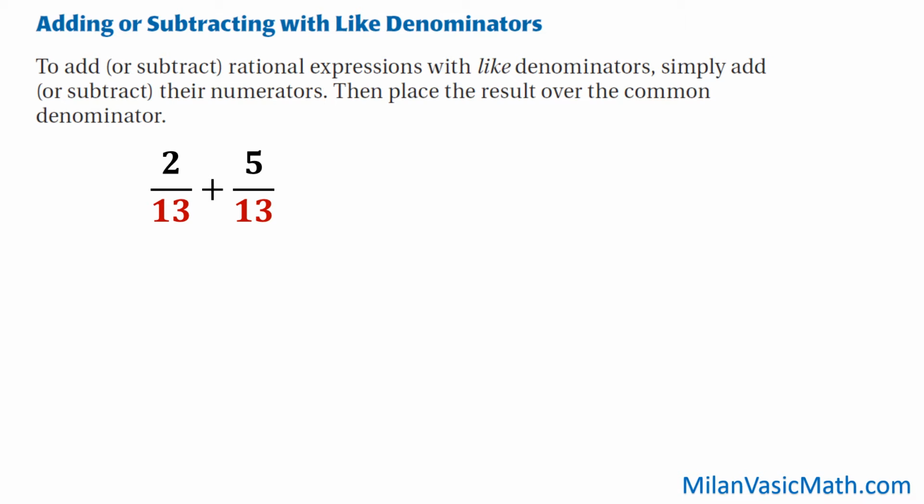So, very important part, what we have here. We have 2/13 plus 5/13. Since the denominator is the same, we are going to add the numerators and get 7 over 13. That's our final answer.